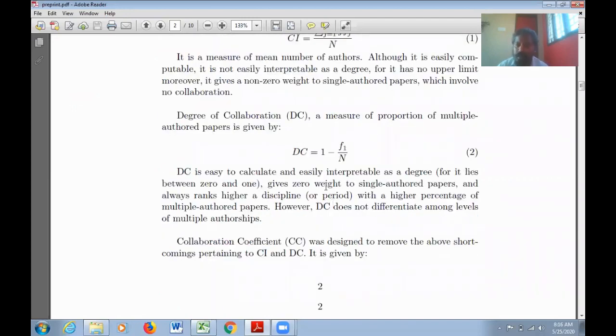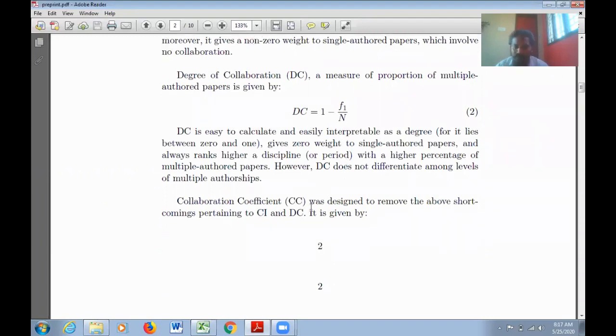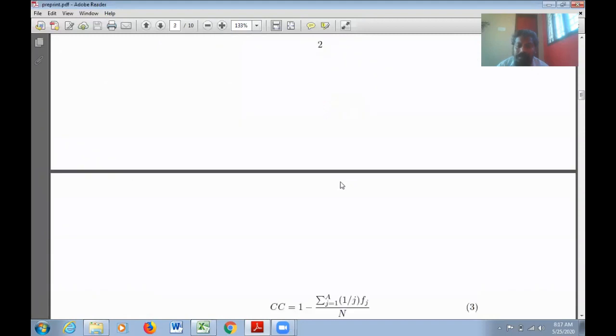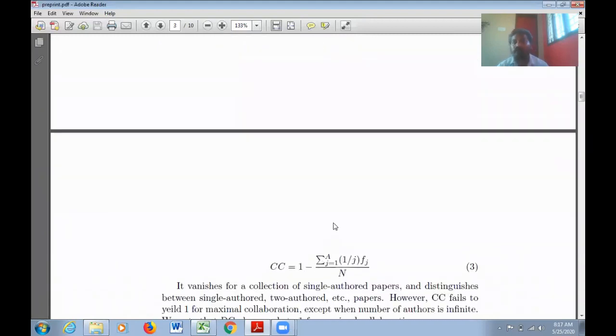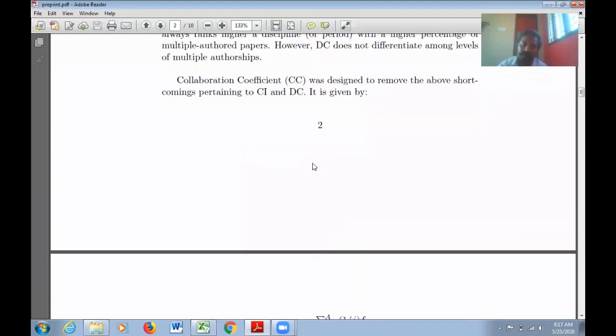But in DC, what is the problem? DC gives equal weightage to all the multi-author papers. If a paper is written by 2 authors, or 3, or 4, or 5 authors, we give equal weightage to all the authors, 1, 1, 1. So that is a limitation of DC. To solve that limitation, CC, which we discussed just before, gives fractional counting. I told you, if there is only 1 author, full weightage, 1 mark for him. If there are 2 authors, 1 by 2 to each. So that kind of fractional weightage is given in CC.